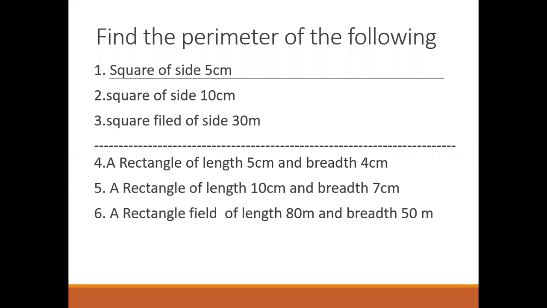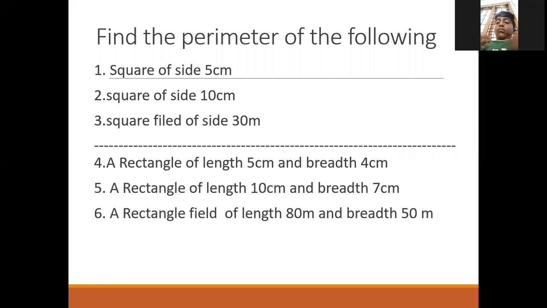Sir, sixth one is 260, sir. 260 meters is the answer. Sir, the second one is 260. Length and breadth both are given. You have to add all the sides. That means the 2 into L plus B formula is also there. Meters.